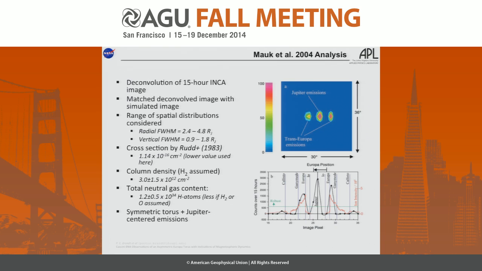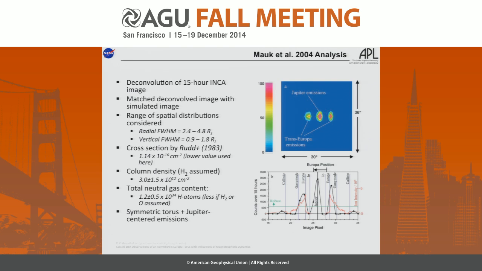They did assume the cross-section by Rudd, which is slightly higher than the one we're using. If you assume H2, they arrived at this column density. And note that I'm not talking about absolute densities here because that is dependent on your exact spatial model. So they arrived at about 10^12 per square centimeter. And also a total neutral gas content of about 10^34. It's less, and that was assuming H atoms. It's less if you assume H2. It's about half, I think.